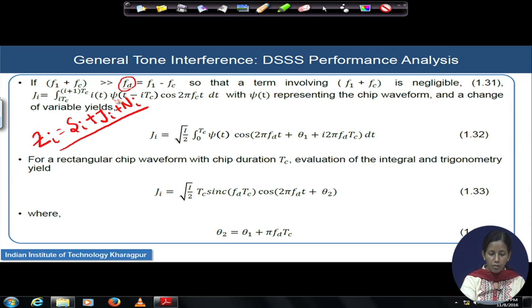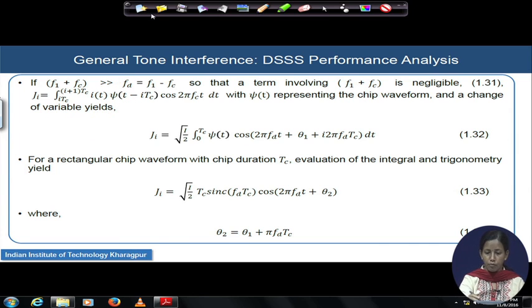This ji expression is the interference multiplied with the locally generated PN sequence waveform, and cos 2 pi fct was contributed from the front end of the receiver. We were integrating it over one chip duration, and psi t was the chip waveform, which we will vary from rectangular to sinusoidal in later slides. Fundamentally, we will now replace the value of I t given in the previous slide into this equation to proceed further.